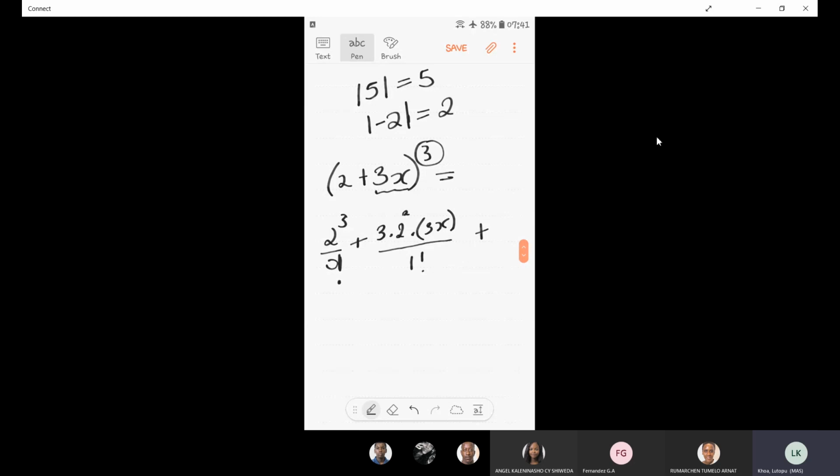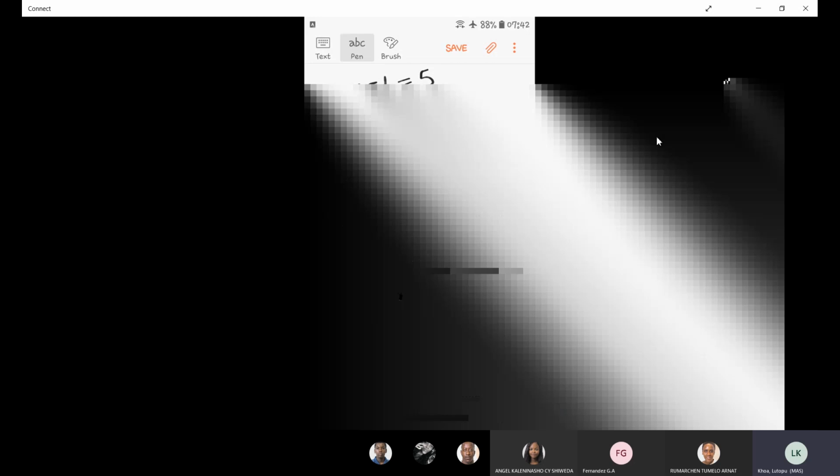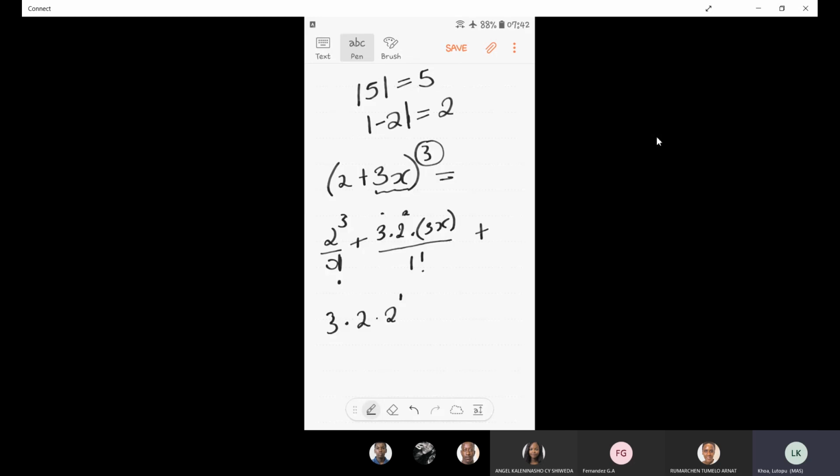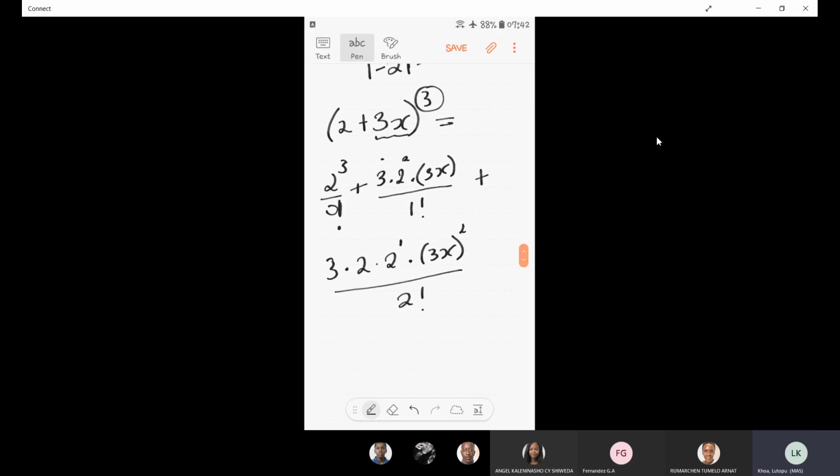The 3 came down, now the 2 must come down. So the 3 was down there, this 3 here, and then it comes down, it was already down. The 2 should also come down. And then the powers of 2 decrease by 1, that is my A. And the power of B increases by 1, so it becomes 2. 1 plus 1 is 2. And then I divide by 2 factorial. Okay, then I continue again.